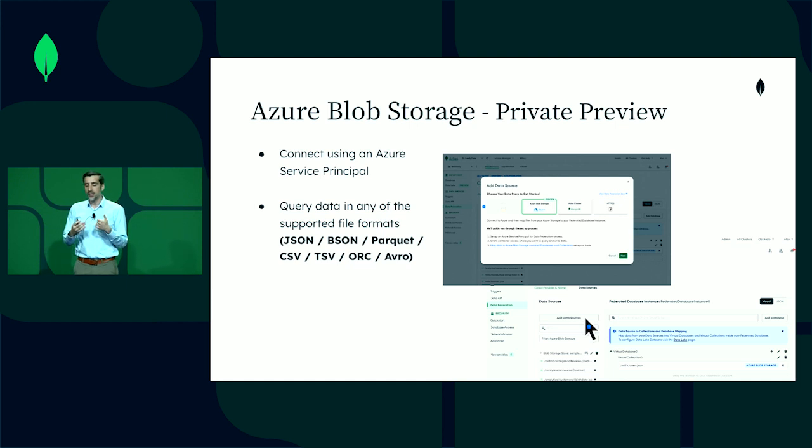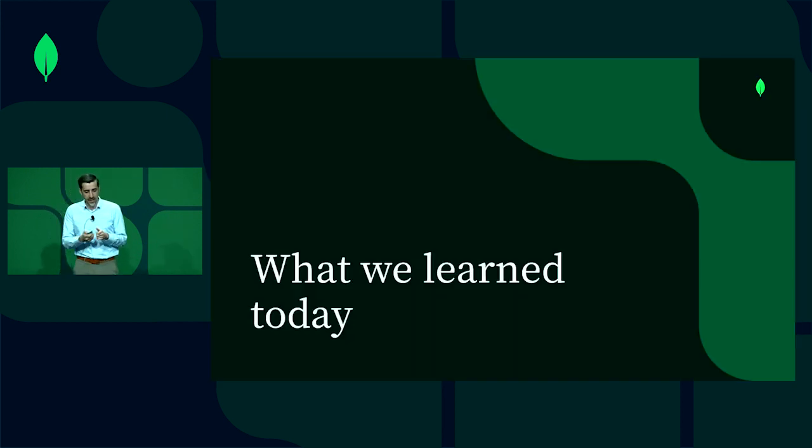So you can now connect to the blob storage support that's inside of Azure, the complement to AWS S3. You'll be able to connect using an Azure Service Principal, which is similar to the AWS IAM role that you use to connect to AWS S3. And we will support querying data in any of the supported formats on the platform. So JSON, BSON, Parquet, ORC, TSV, and Avro will all be supported. And that's it for new features.